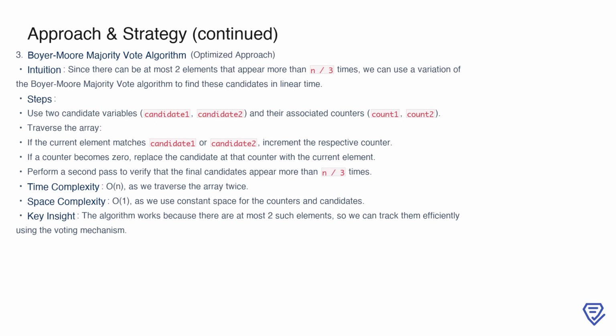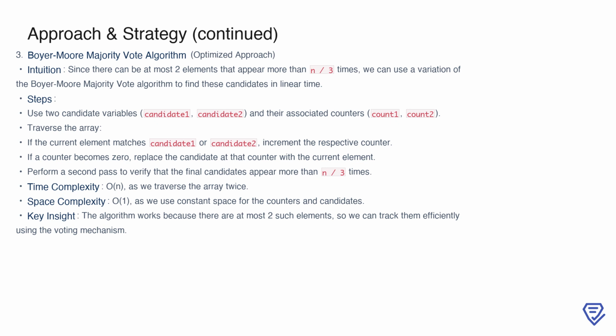After the first pass, the algorithm identifies 2 potential candidates, but we perform a second pass to confirm that these candidates appear more than n divided by 3 times. This method achieves a time complexity of O(n), as it involves 2 linear scans, and a space complexity of O(1), as it only requires constant space to store the candidates and counters.